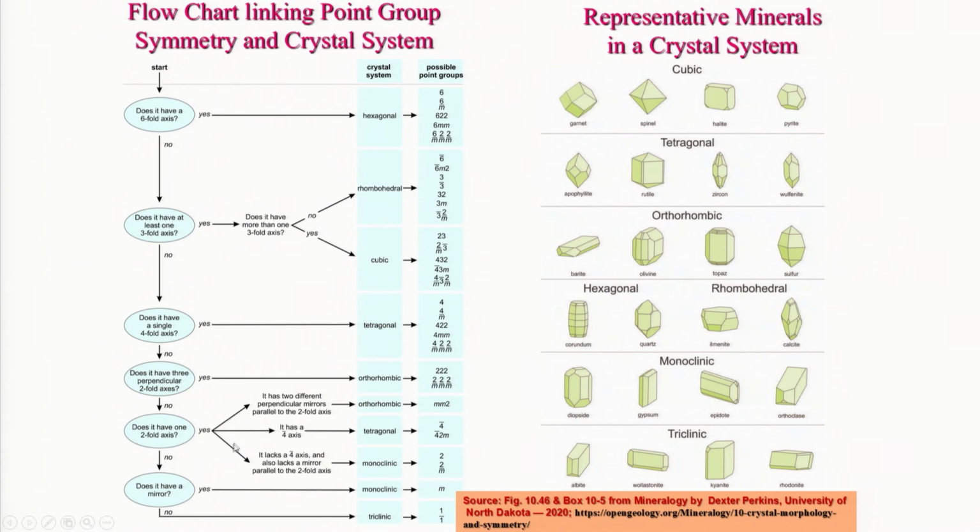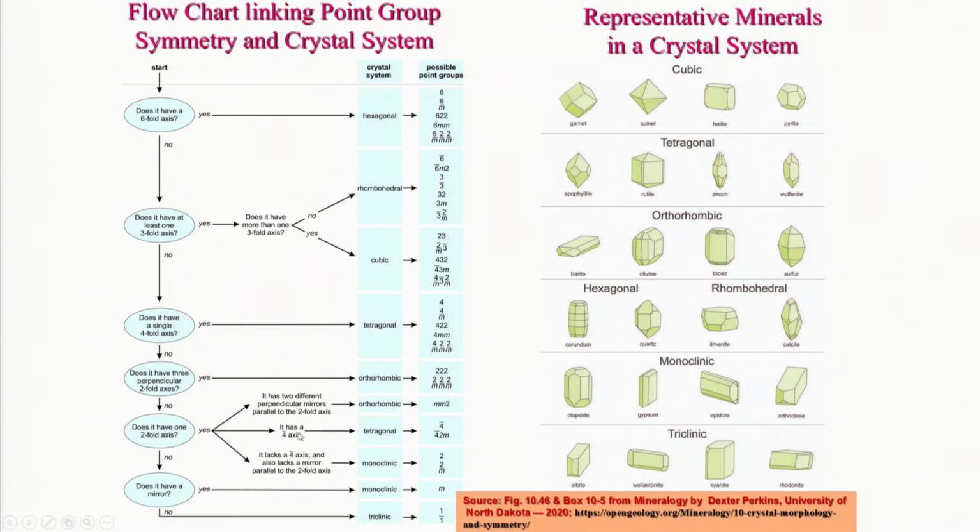Then there are 3 possibilities. If it is yes, then it has 2 different perpendicular mirrors parallel to the 2-fold axis. So, this will be your orthorhombic crystal system. So, we have 2 mm that we have learned.